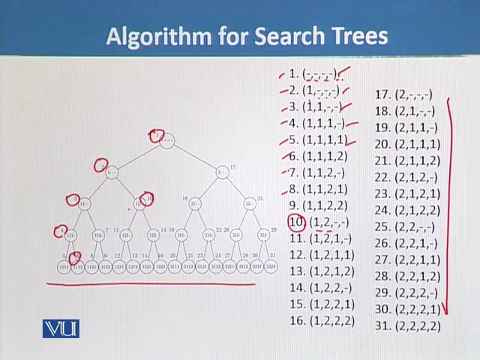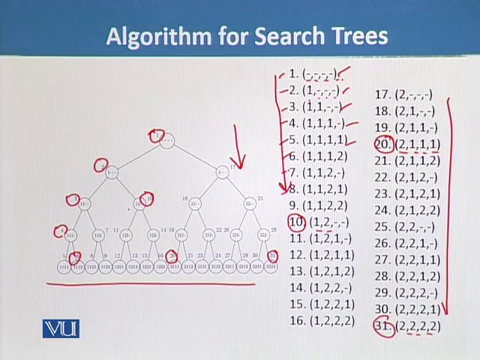For example, number 20. Number 20 is 2, 1, 1, 1. We can see here number 20 is 2, 1, 1, 1, and so on. 31 is 2, 2, 2, 2. So from this tree, we get the specific order of the different types of strings.